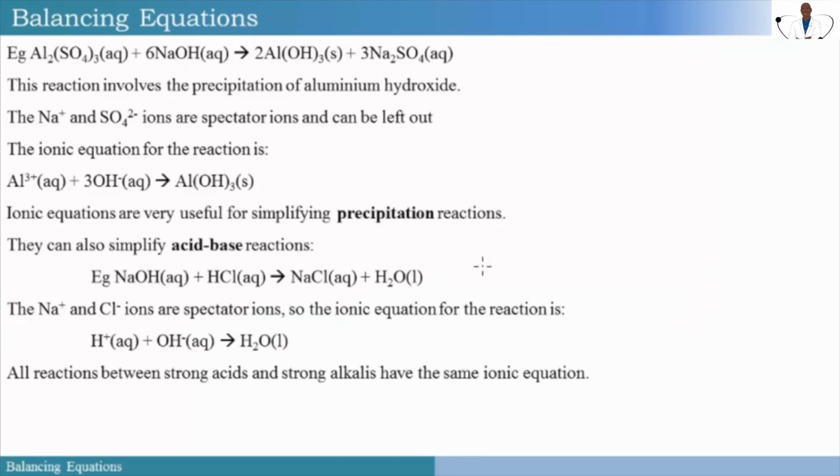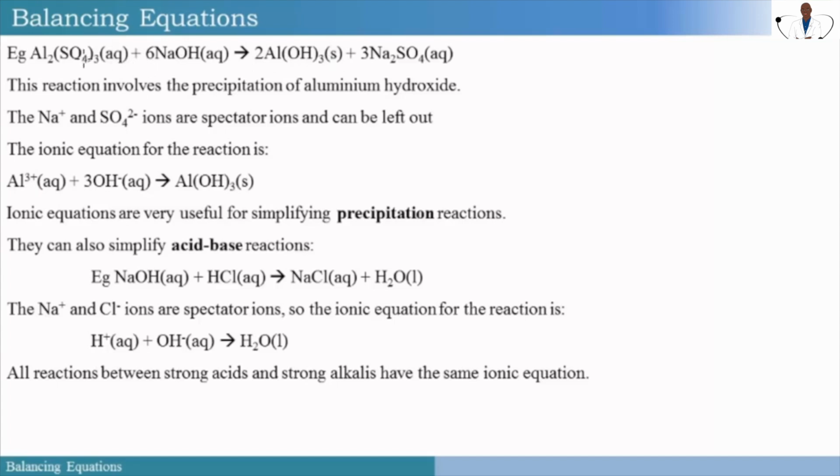Let's take a quick look at these two other examples. Aluminum sulfate plus sodium hydroxide will produce aluminum hydroxide plus sodium sulfate. Note the state symbols: aqueous, aqueous, solid, and aqueous. If we separate the ions, you'll see that aluminum changed from aqueous to solid. So we cannot remove aluminum from the equation because it is taking part in the reaction. So the aluminum ion will be Al3+, and it forms aluminum hydroxide solid.